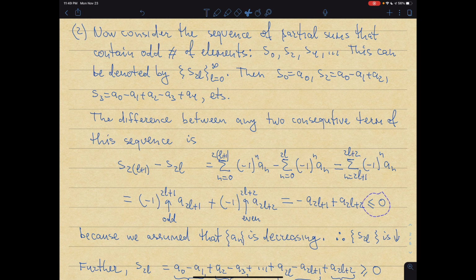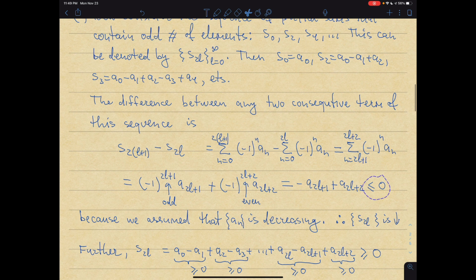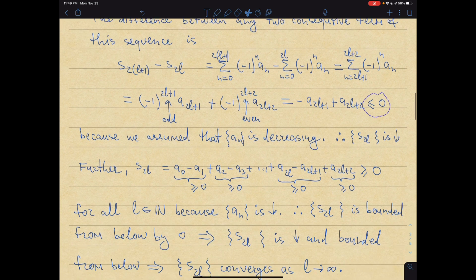And so that means that the sequence S_{2l} is going to be decreasing, right? Because the difference, the next term minus the previous term, is negative, so the next term is smaller. So the sequence is decreasing, so now we have to show that that same sequence is bounded from below to conclude that it converges. So let's look at S_{2l}. Again, this is just a0 minus a1 plus a2 minus a3, etc. The last three terms are a_{2l} minus a_{2l+1} plus a_{2l+2}.